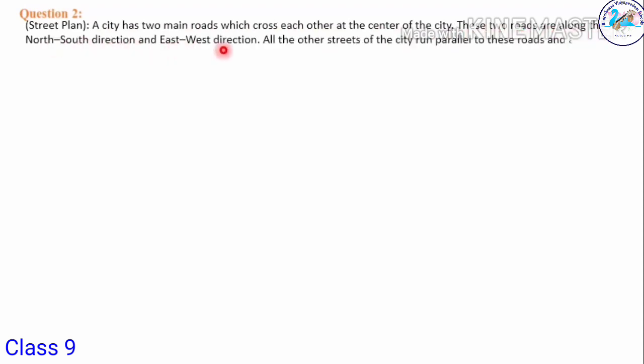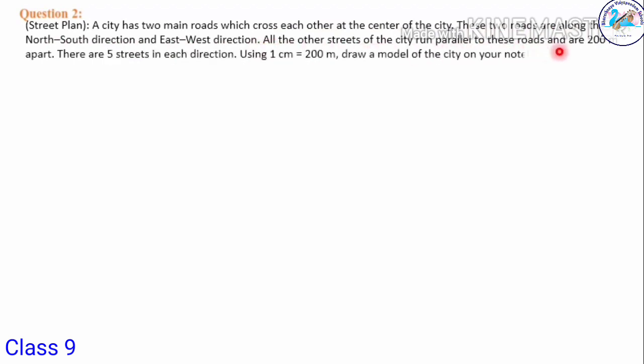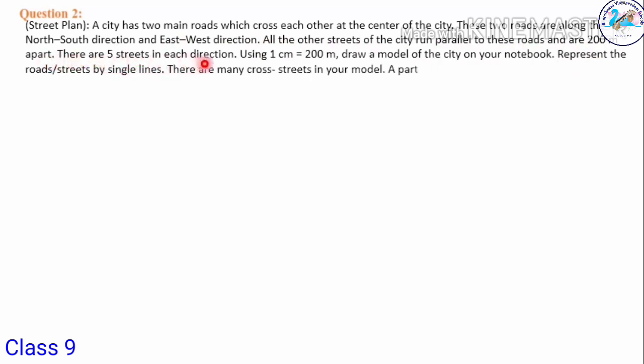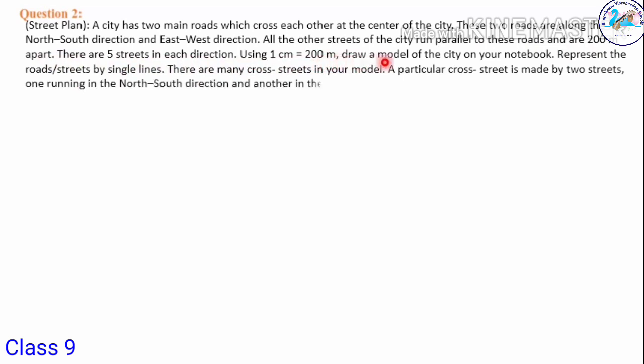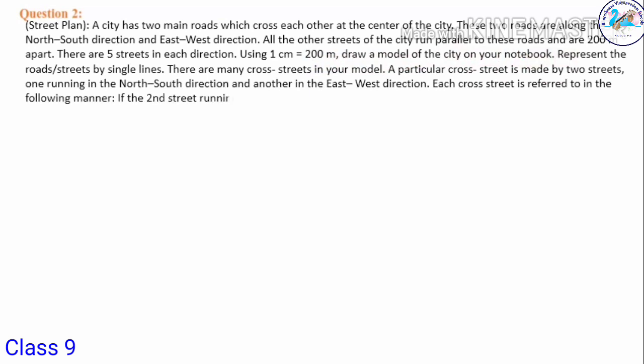Let's discuss question number 2. The question is, a city has two main roads which cross each other at the center of the city. These two roads are along the north-south direction and east-west direction. All the other streets of the city run parallel to these roads and are 200 meters apart. There are 5 streets in each direction. Using 1 centimeter equal to 200 meters, draw a model of the city in your notebook. Represent the roads or streets by single lines.